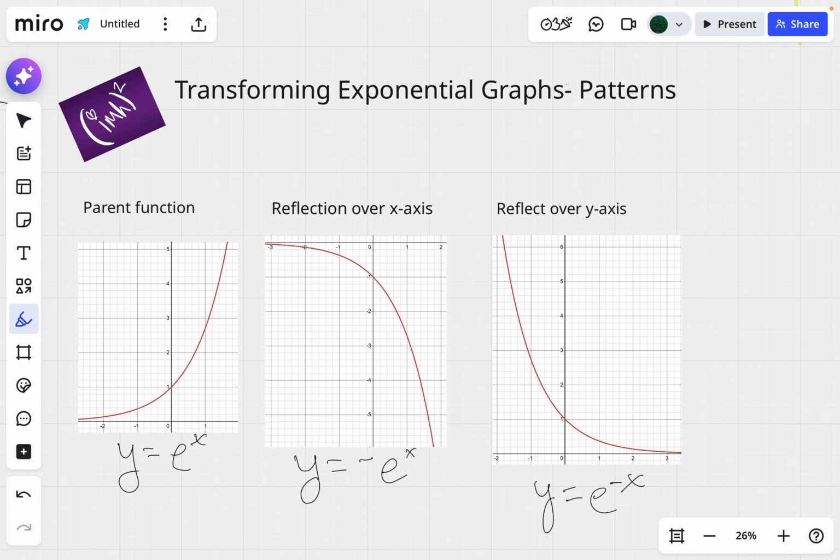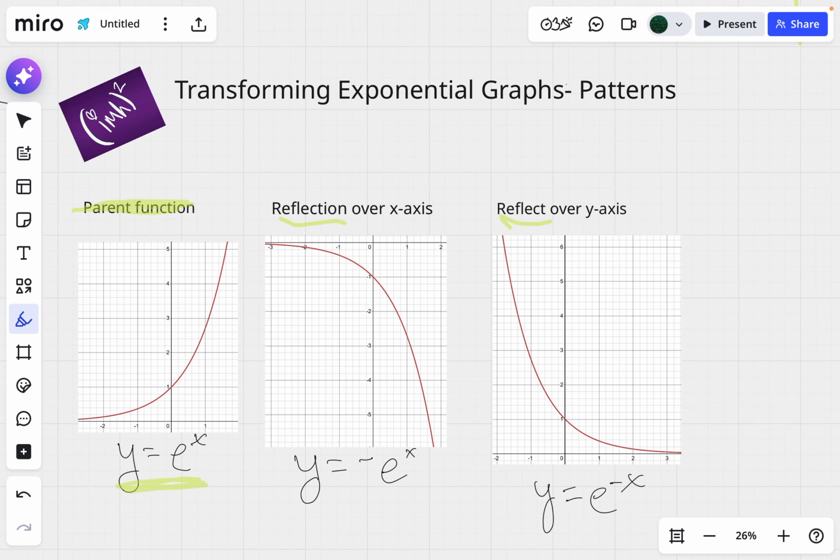This video is going to take a look at the different patterns we can find when we graph transformations of a parent function, specifically y equals e to the x. So here is our parent function. The parent function is y equals e to the x. This is the starting point. This is the graph of an exponential function, or just an exponential equation. And the ones that we're going to look at in this video are going to be transformations of this. So we're going to reflect it, and we're going to look at vertical shifts.